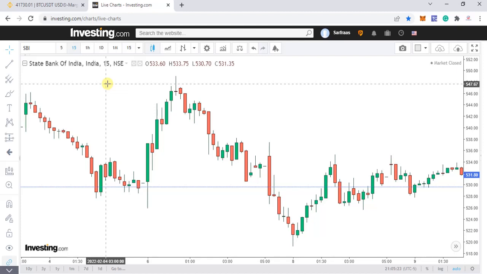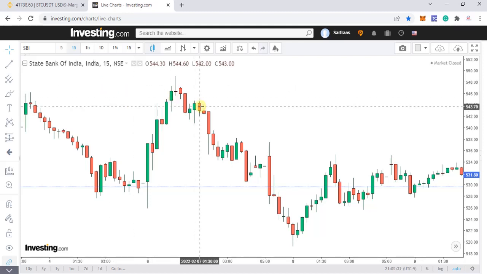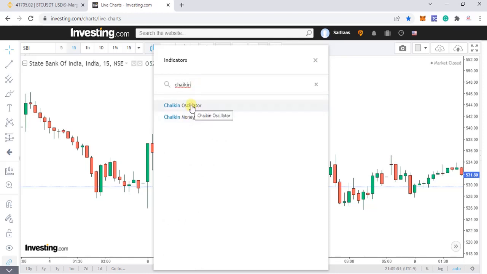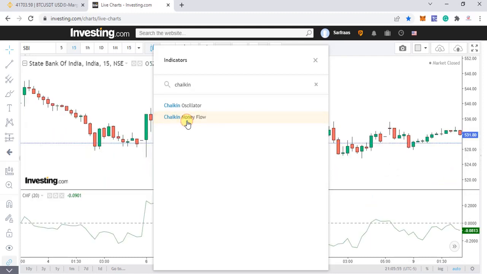So let's move ahead and understand what a Chaikin money flow indicator is. I've already covered an extensive video on how to use investing.com. So for any users, if you don't know how to locate these indicators, you can watch my video on how to use investing.com. You just need to go to the indicators section over here and type in Chaikin money flow. You're going to see two things: oscillator and money flow. We're going to choose Chaikin money flow.